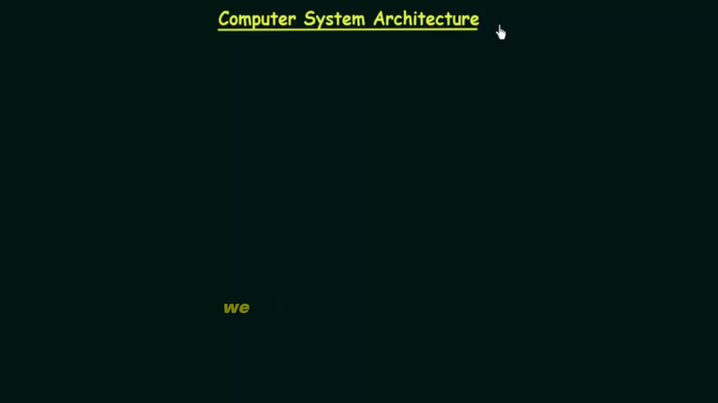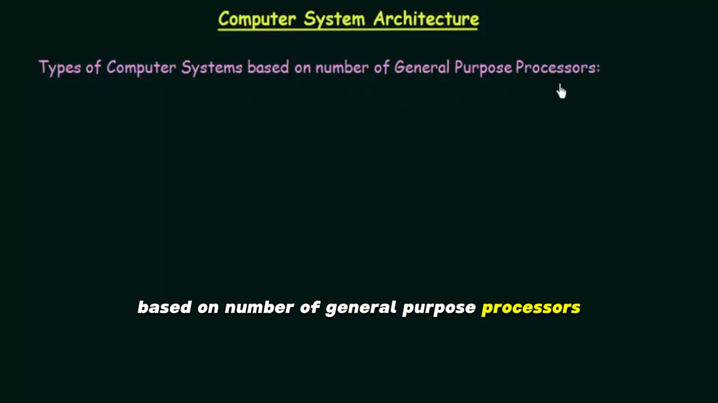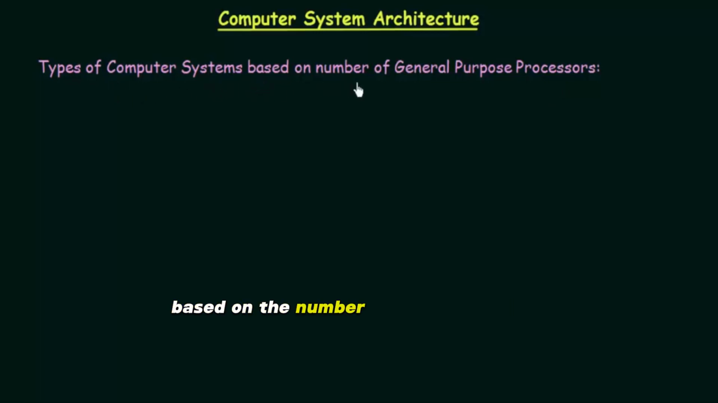In the previous lectures, we have been studying the basics of operating systems, and we have seen things like computer system operations. And we have also seen structures like storage structures and input-output structures. Now in this lecture, we'll be studying computer system architecture, and mainly the types of computer systems based on the number of general-purpose processors. That means we are going to study how we can categorize computer systems based on the number of general-purpose processors that they use.